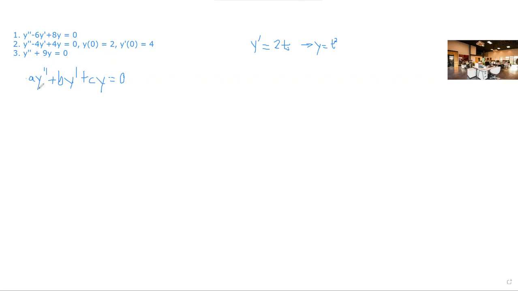Anytime you have this type, y will always equal C1 e to the r1 t plus C2 e to the r2 t.